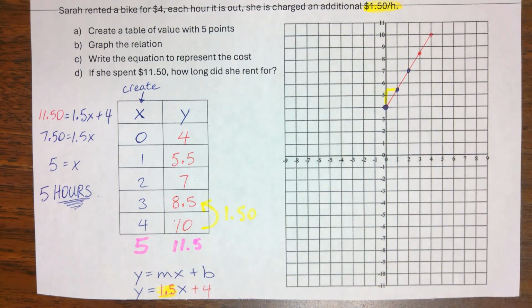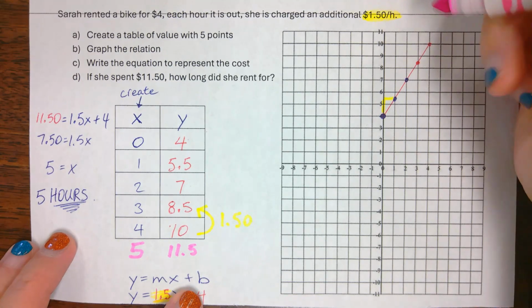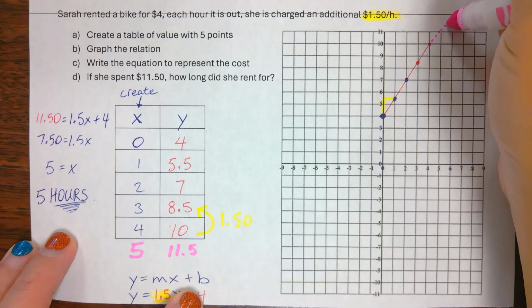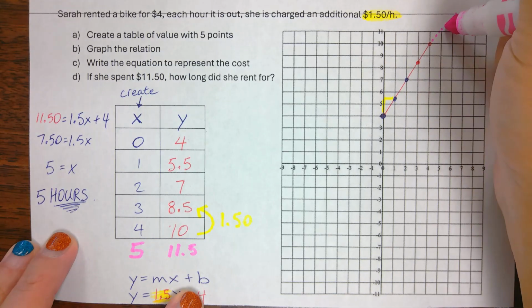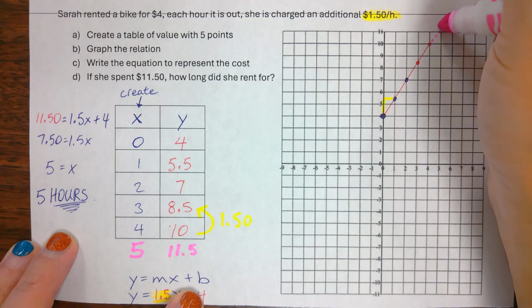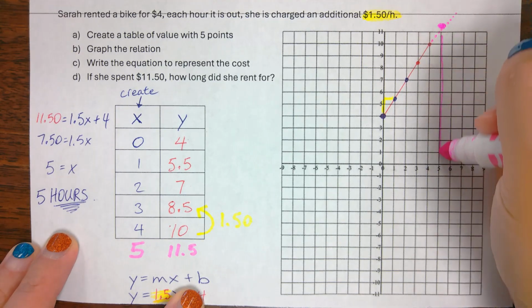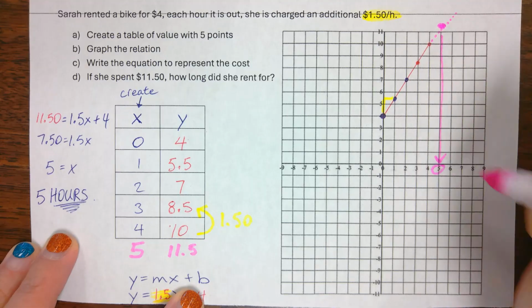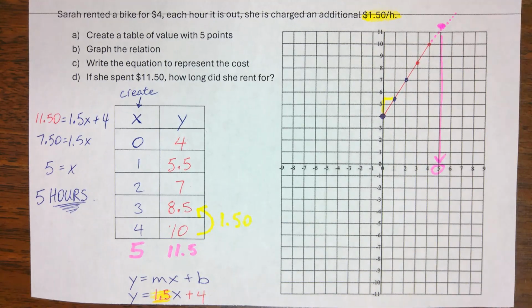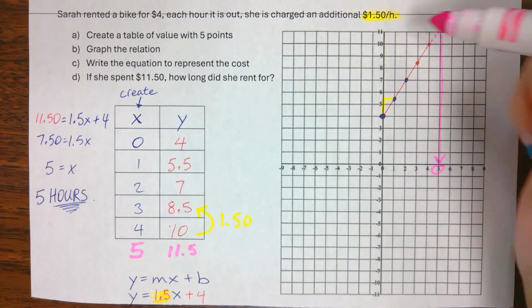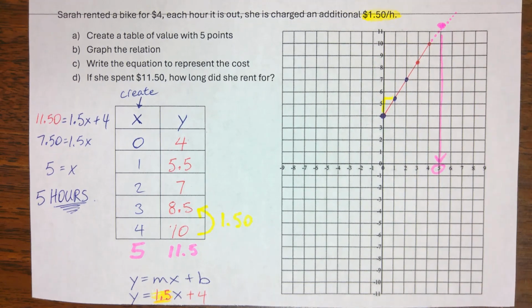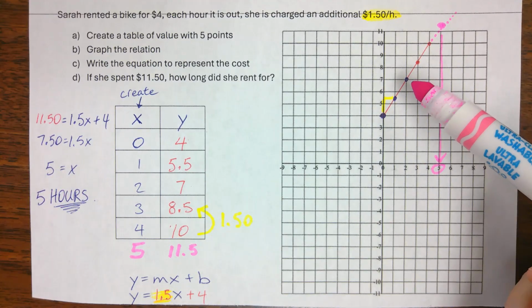Oh, wait. Let me finish this one first. What's another way to find out that it's 11.50? On the graph, right? If I extend this line out, dot dot dot, I can see that for 11.50 right here, it took 5 hours. Okay, extrapolation. Extend your line out, and then at 11.50, it's 5 hours. All right. So again, you can find this out using your equations, using the table, or using your graph.